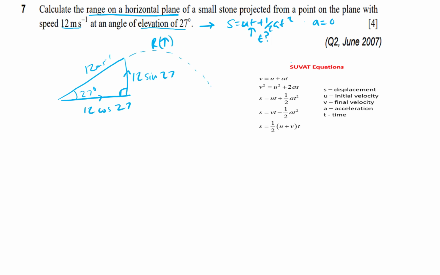This is going to travel like this, so S vertically is going to be zero when we resolve vertically. So we can use this information to say zero equals, still using S equals ut plus a half at squared, 12 sine 27 t minus 4.9 t squared, because remember, resolving vertically, a equals minus 9.8, so I've just halved the minus 9.8 here.